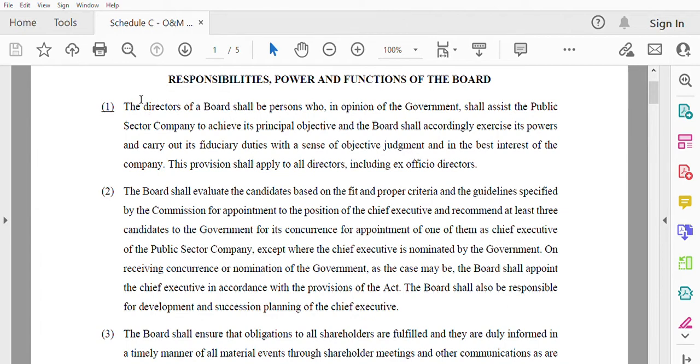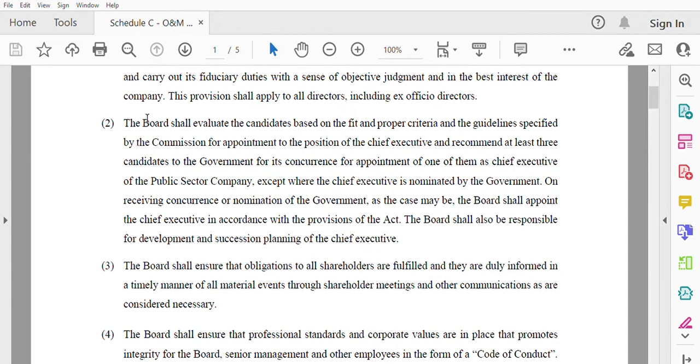So the first point is that the directors of a board shall be persons who, in the opinion of the government, shall assist the public sector company to achieve its principal objective of the board and shall accordingly exercise powers and carry out its fiduciary duties with a sense of objective judgment and in the best interest of the company. So the duty of the board is to consider the best interest of the company whenever they are making a decision.